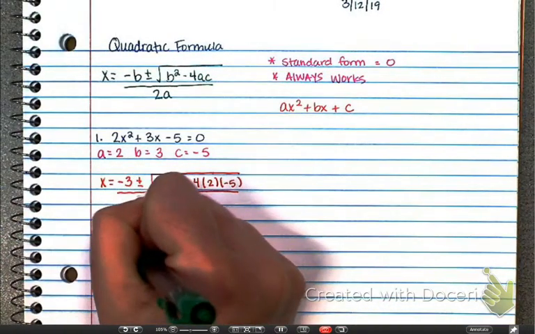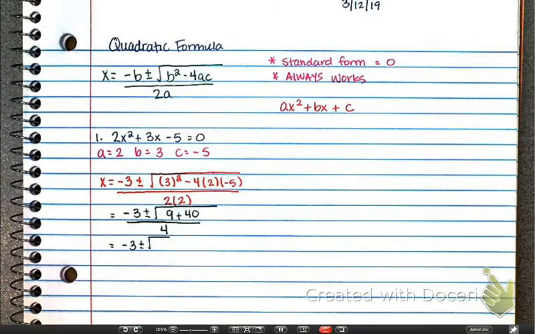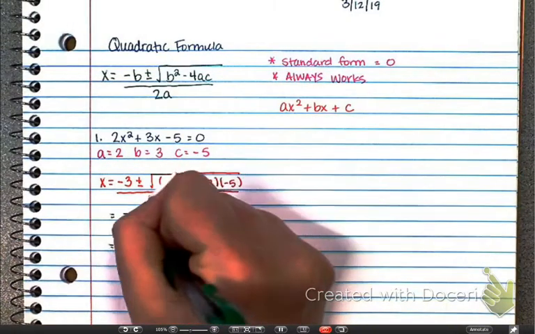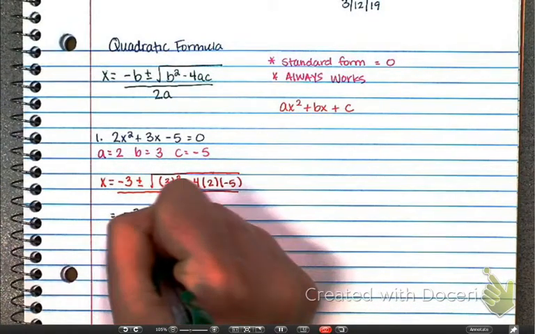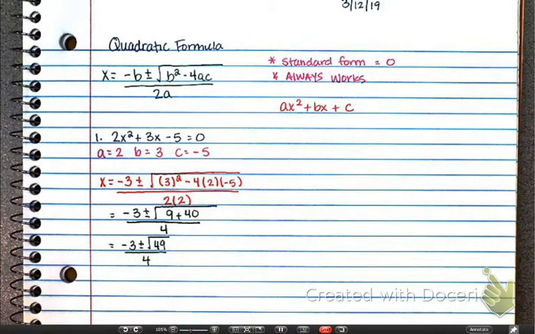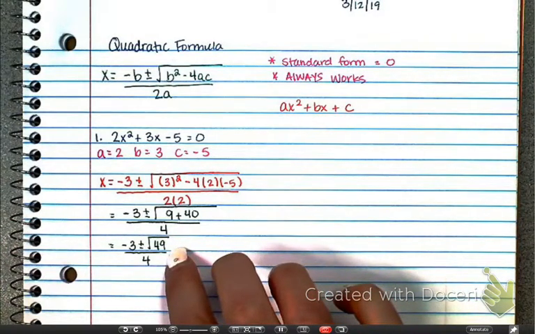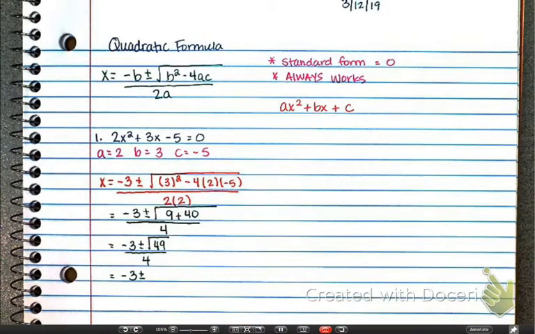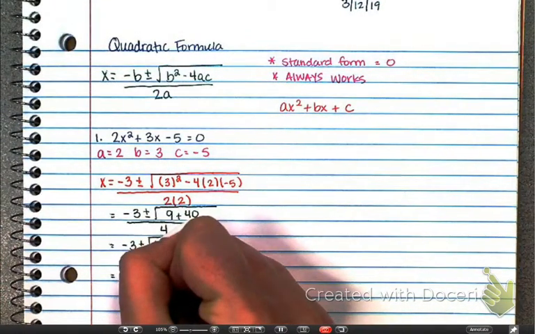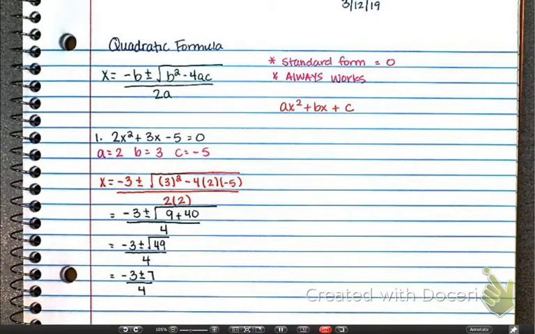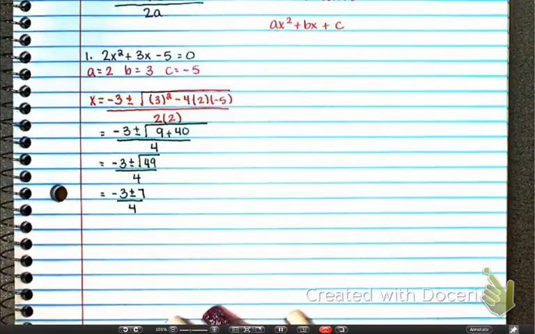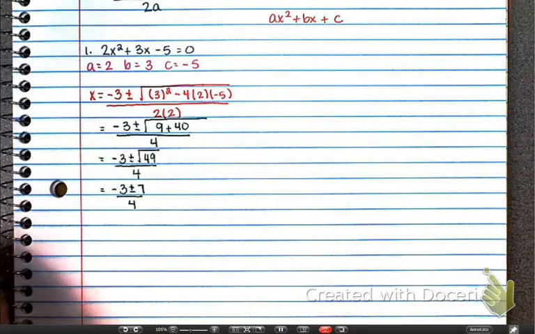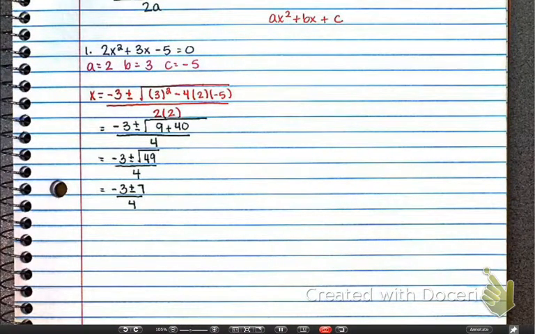So -3 plus or minus the square root of what? 49? All over 4? Can I simplify the square root? What's the square root of 49? 7. So -3. Do you notice how my plus and minus is already built in for me? So I don't have to worry about that. The square root of 49 is 7 all over 4. Still okay?